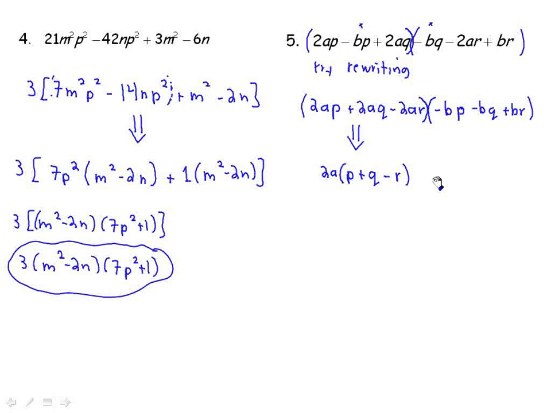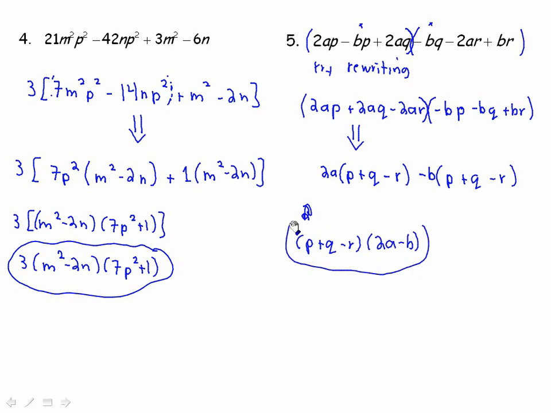Now the second cluster, there is a b that can come out, and I'll take out the negative b, because if I divide by negative b, that leaves me with p, then plus q, divide by negative b, gives me minus r. And amazingly, this one worked out. So our answer is actually, by factoring out the (p + q − r), will leave me with (2a − b). So we got lucky, I guess, with this one.